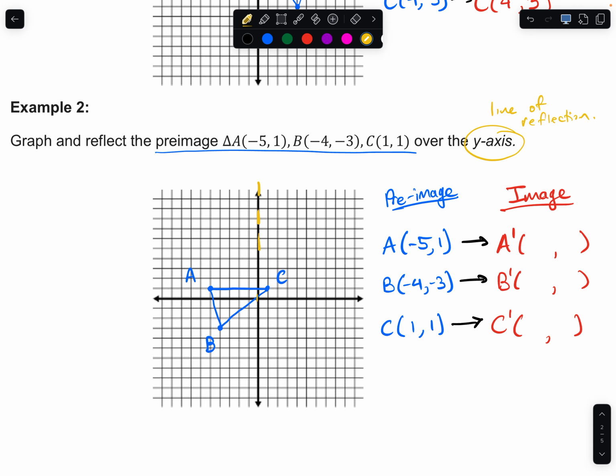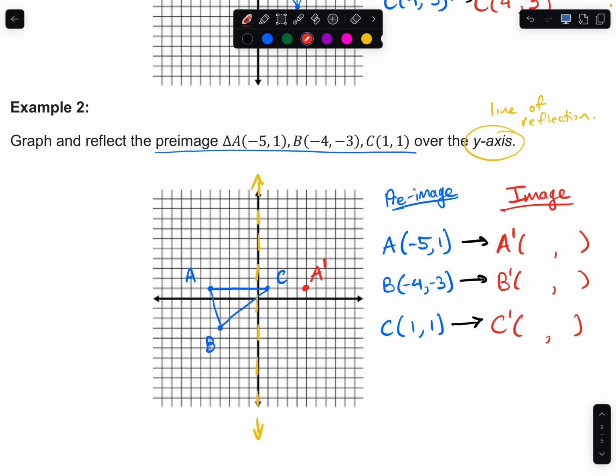Okay, here's our line of reflection, the y-axis. You might be wondering, hey, is this okay that the triangle in the pre-image crosses the line of reflection? And the short answer is yes, it's totally fine. We'll take our point on the pre-image A and see how far it is from the line of reflection. It looks like it's 1, 2, 3, 4, 5 units away. So if we go 5 units in the opposite direction, then A prime should be right here.